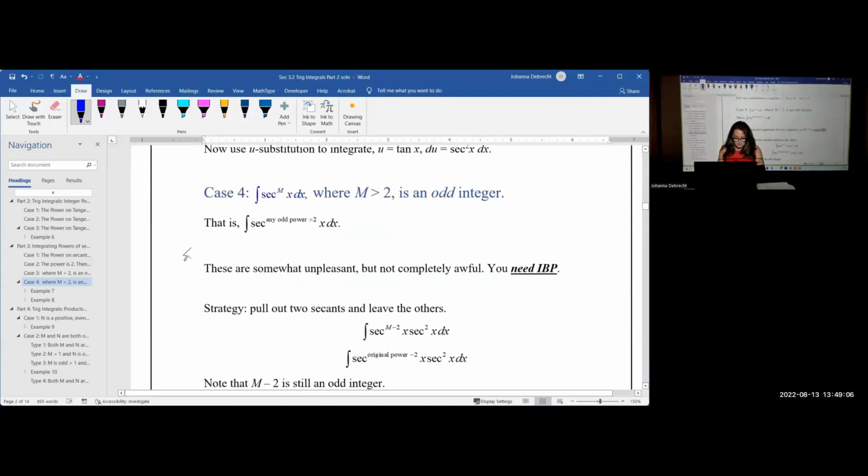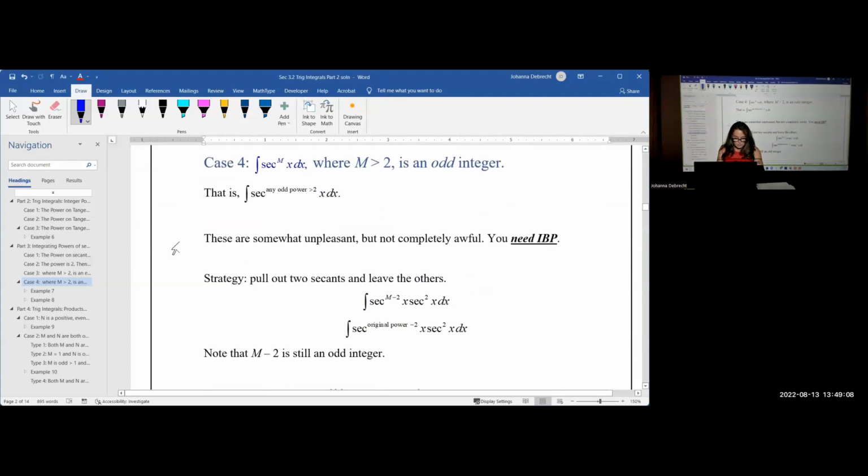Let's now look at case 4. Case 4 is a little bit different. In case 4, we have secant raised to a power bigger than 2, but the power is odd. It's not even. This is going to be a little bit different. So if it's an odd integer, then it's got to be 3, 5, 7, 9, etc., at a minimum of 3. These are somewhat unpleasant. I'm sorry, but this is where integration by parts rears its ugly little head, all right? So we're going to need some integration by parts to integrate these.